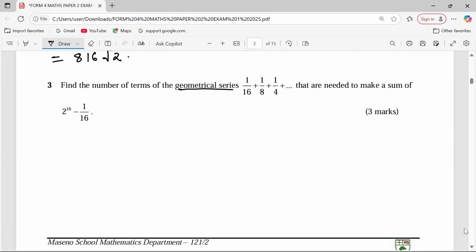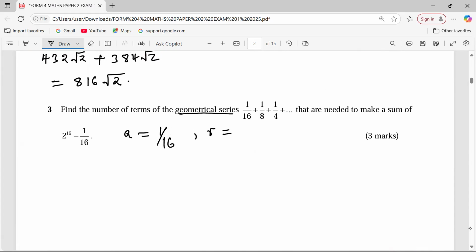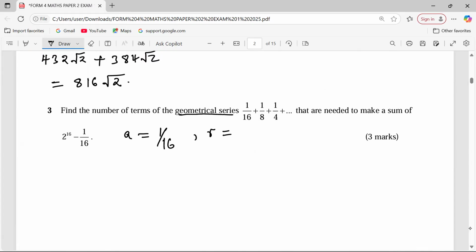That is to tell us that there is a first term, which is 1 over 16, and there is a common ratio that multiplies one term for us to get the successive term. So what multiplies 1 over 16 to give us 1 over 8? The same factor should also multiply 1 over 8 to give us a quarter. And the same factor should multiply a quarter to give us the successive terms, and so on. So 1 over 16 multiplied by a certain ratio should give us 1 over 8.